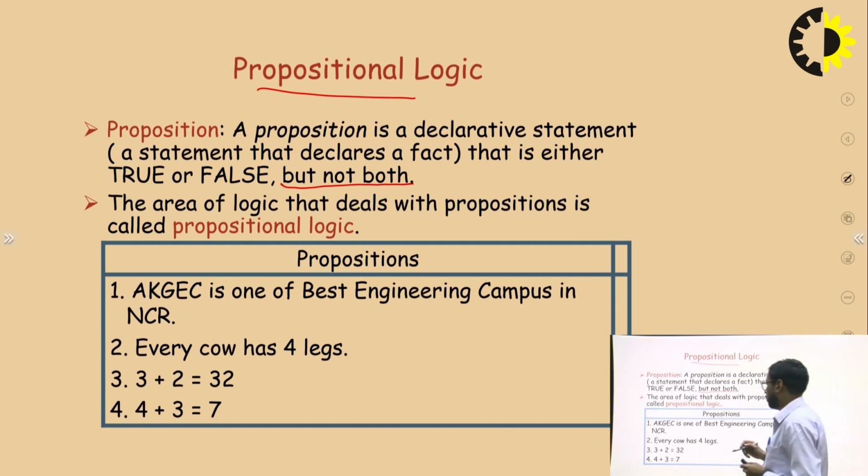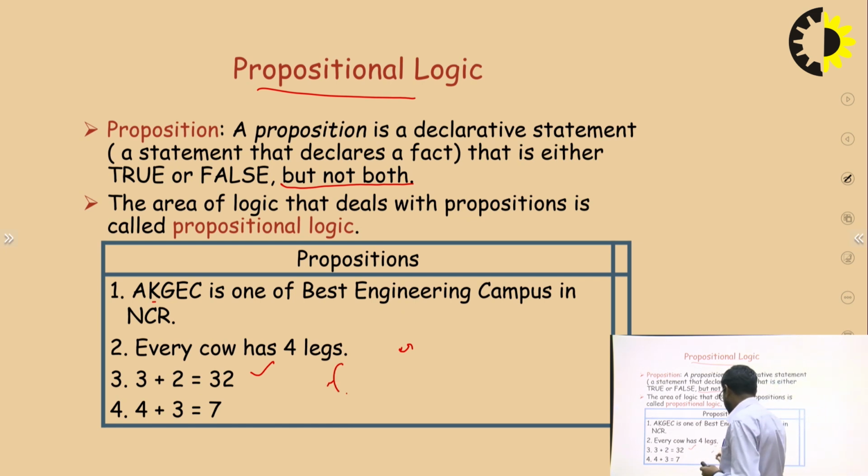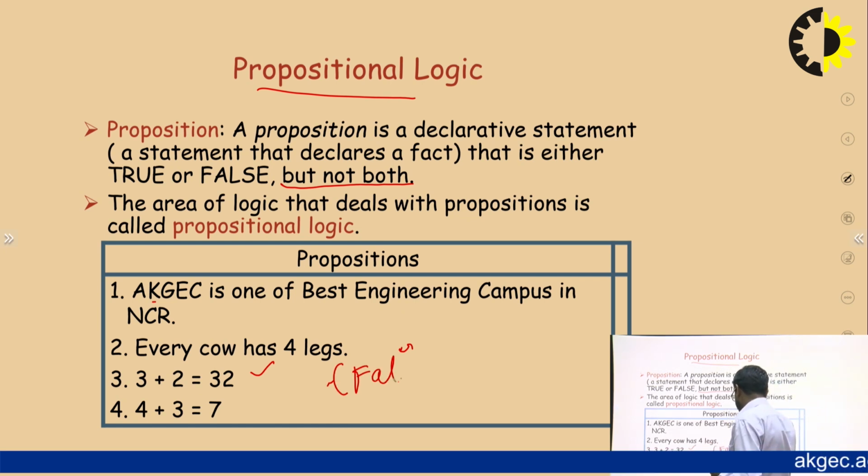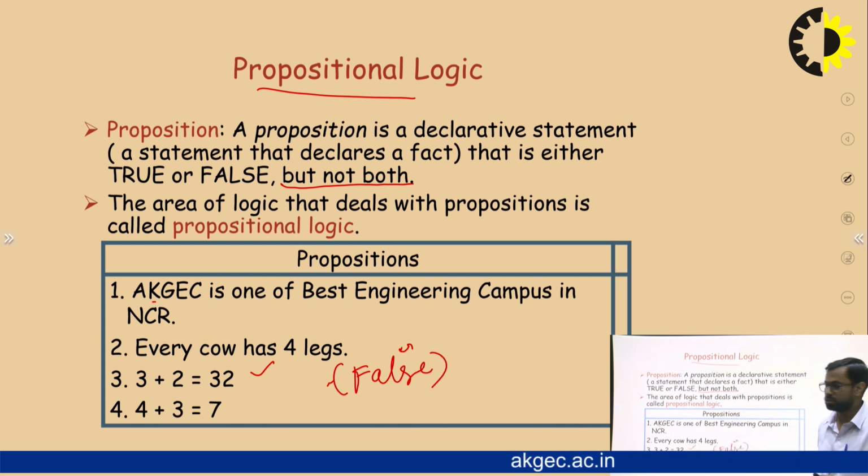Just for example, I take: AKGEC is one of the best engineering colleges in NCR. As we know that AKGEC is one of the best engineering colleges, so it is a statement and we can say it is a proposition. Other statements are: every cow has 4 legs. 3 plus 2 is equal to 32. What is this? It is a false statement. 4 plus 3 equal to 7. That is true.